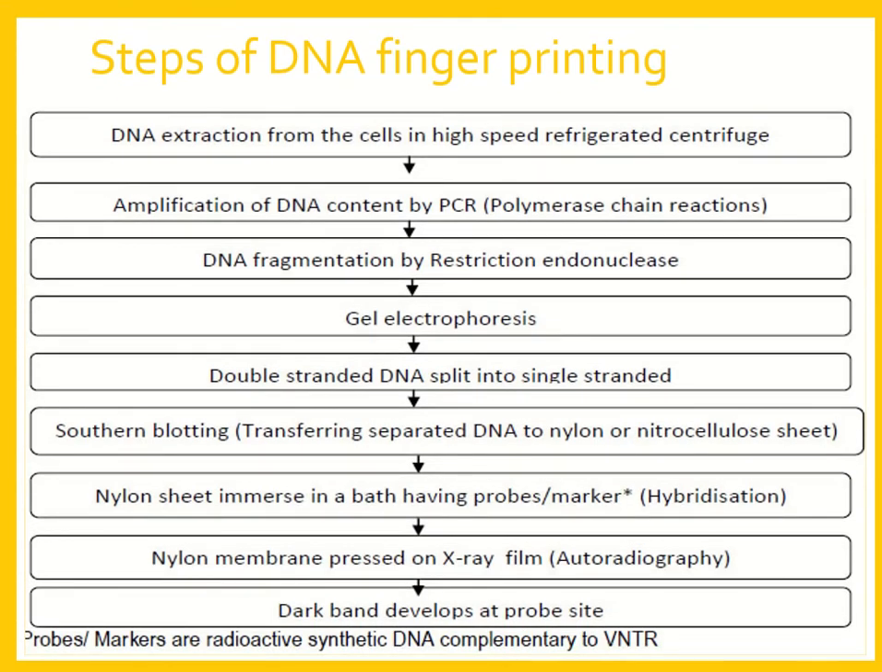Now the steps of DNA fingerprinting. So the procedure of DNA fingerprinting includes the following major steps. First is extraction. DNA is extracted from the cells in a high-speed refrigerated centrifuge. Second step is amplification. Many copies of the extracted DNA are made by PCR, that is polymerase chain reaction.